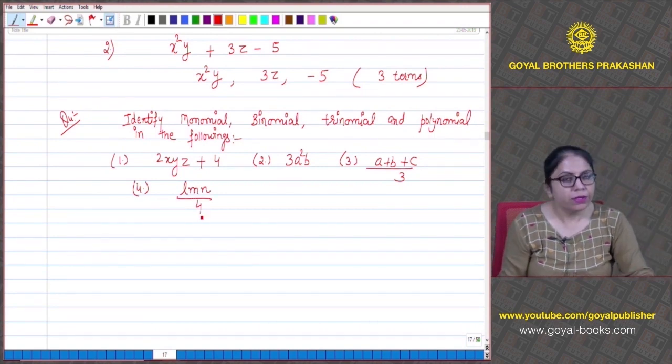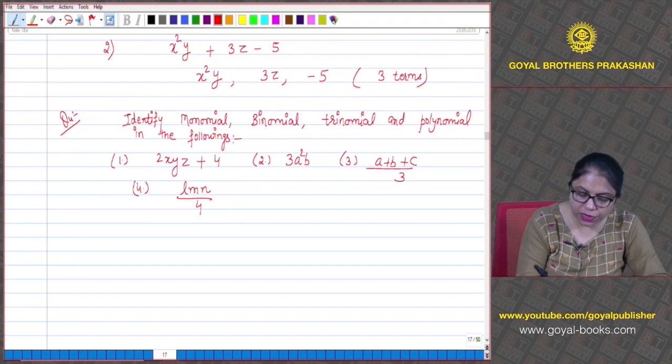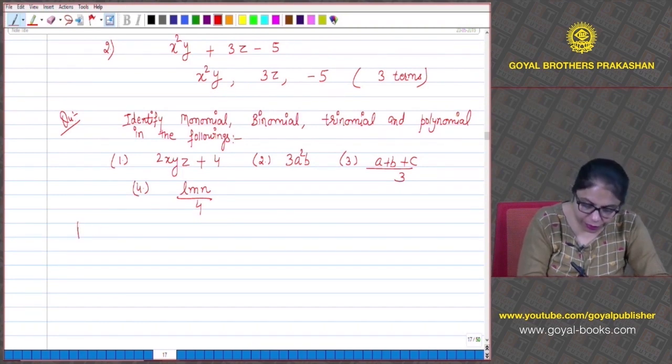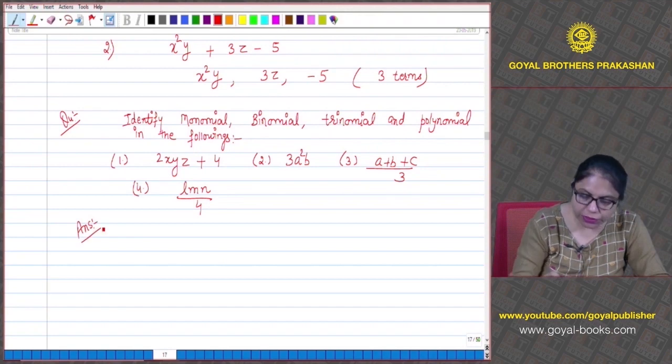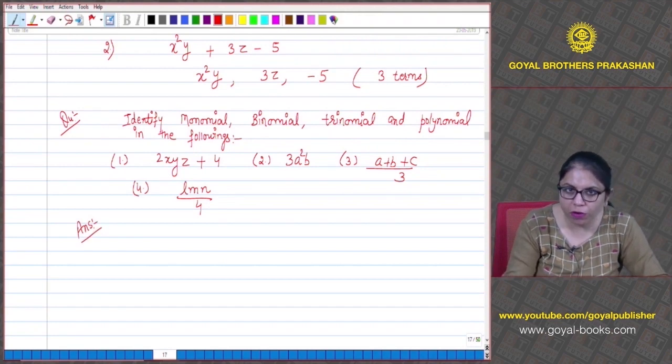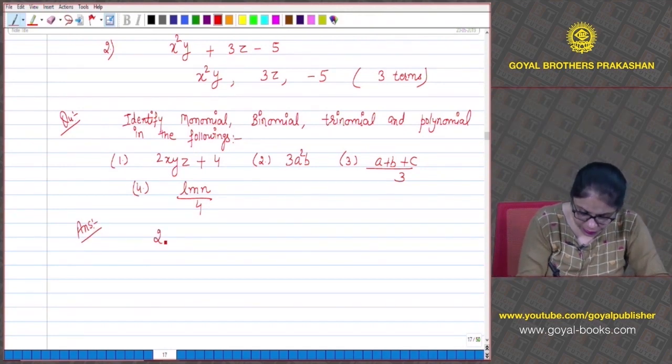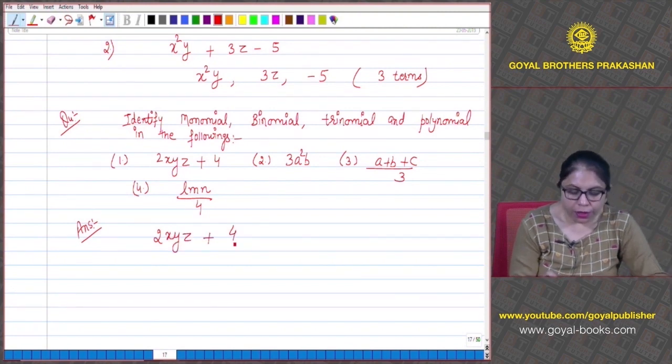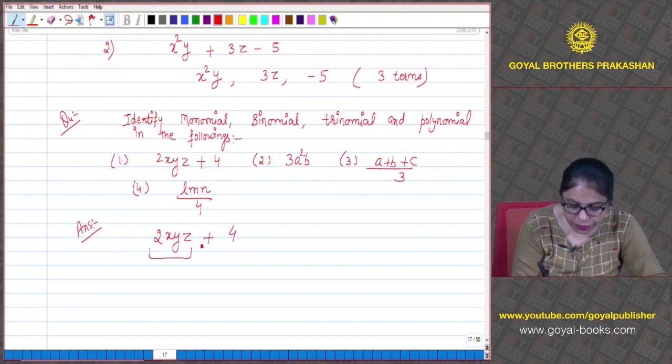Okay, these are the four parts in which you have to identify whether the given expression is monomial, binomial, trinomial or polynomial. See first case, 2xyz plus 4. Here this expression has two terms. This is our first term, this is our second term.